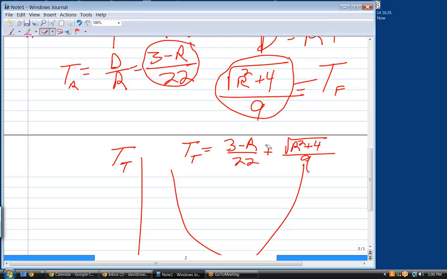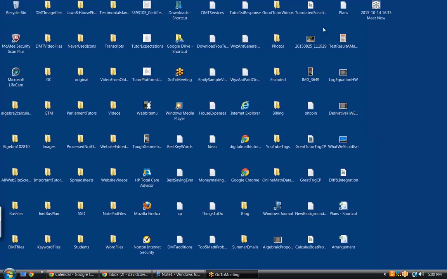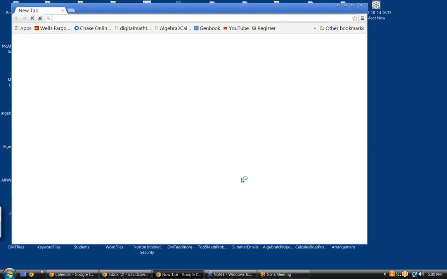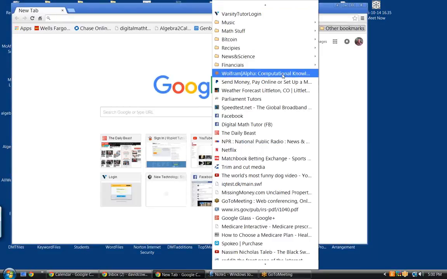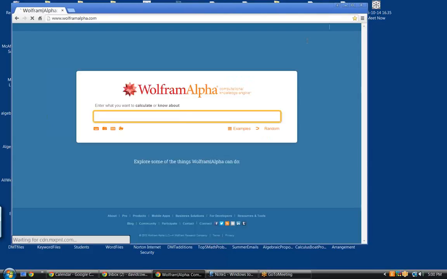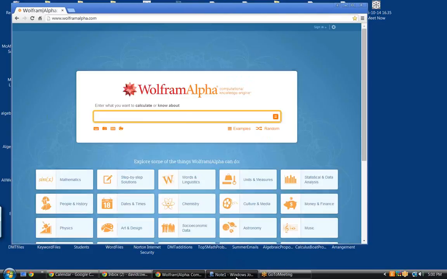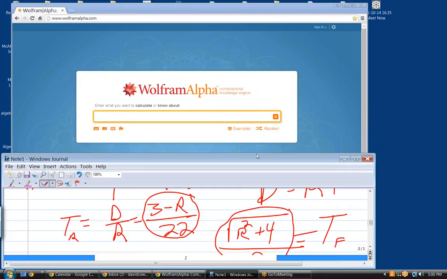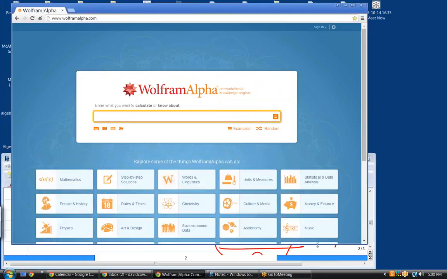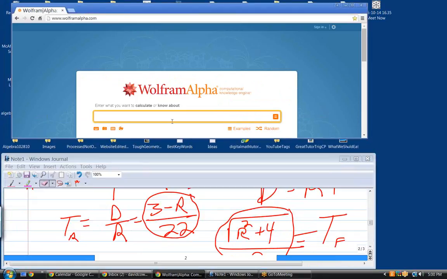So let me open up something before I let you go here. Let me show you. Did I ever pull up Wolfram Alpha for you the last time? No. This is a nifty program that allows you to graph something relatively easy. Well, I'm going to graph this function.